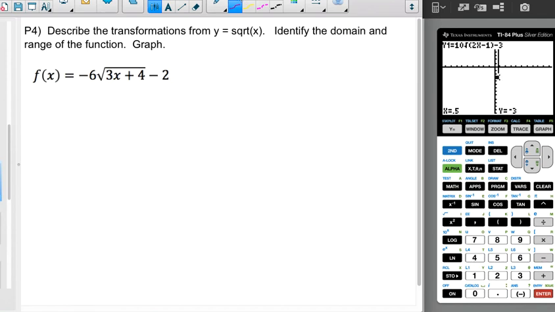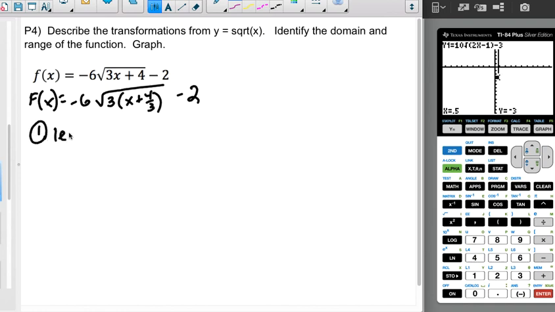So same idea, you're going to describe all the transformations. So this one actually has 5, which is going to be tricky. So the first thing I'm going to do is factor that 3 out, so I have an x plus 4/3. So transformation number 1 is going to be left 4/3, right? That's this one on the inside. Transformation number 2 is going to be a horizontal shrink by 1/3, right? Because this 3, it would be 1 over that number.